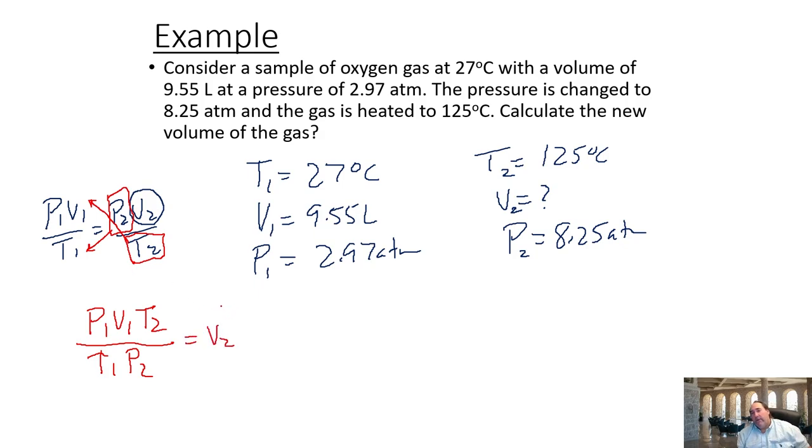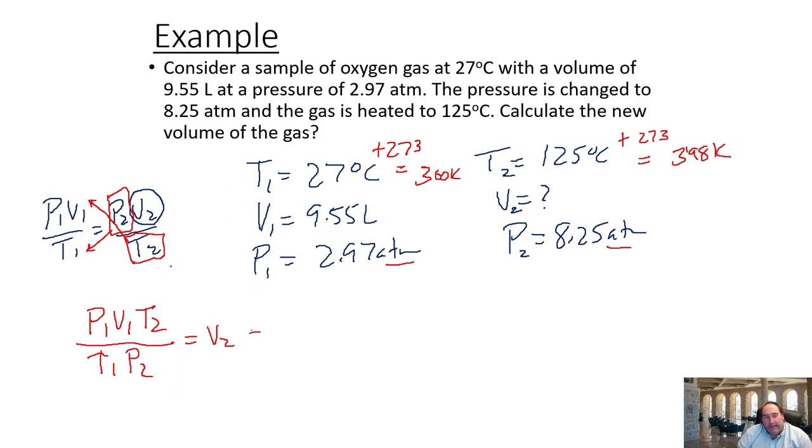Now that we've got it rearranged correctly, we want to put things in there. Pressure units on both sides are atmospheres, so that's good. Like normal, we've got to do a little conversion to Kelvin for each of these. Remember, we cannot go in with Celsius. So 27 plus 273 is going to give us 300 Kelvin, and 273 plus 125 is going to give us 398 Kelvin. Now we're good to go.